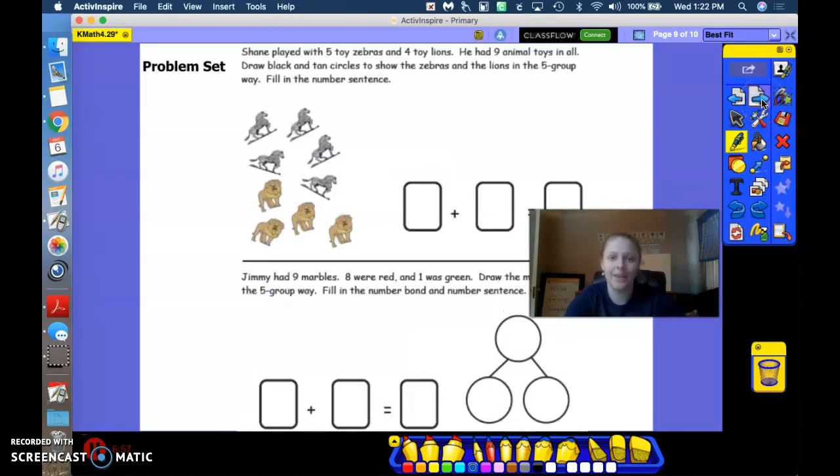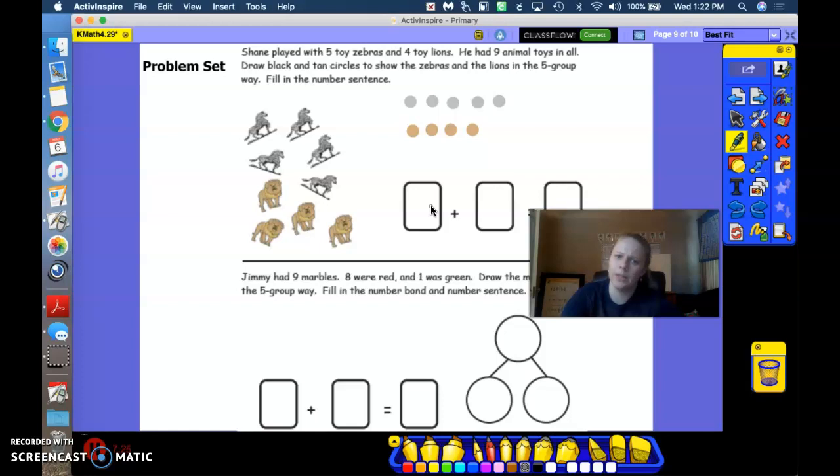Great job. All right, let's take a look at our problem set. We have a picture, but I'm going to draw circles to match the picture. So I have some gray horses here. 1, 2, 3, 4, 5. I've matched how many horses I see, and I'm going to draw brown for the lions. I see 4 lions.